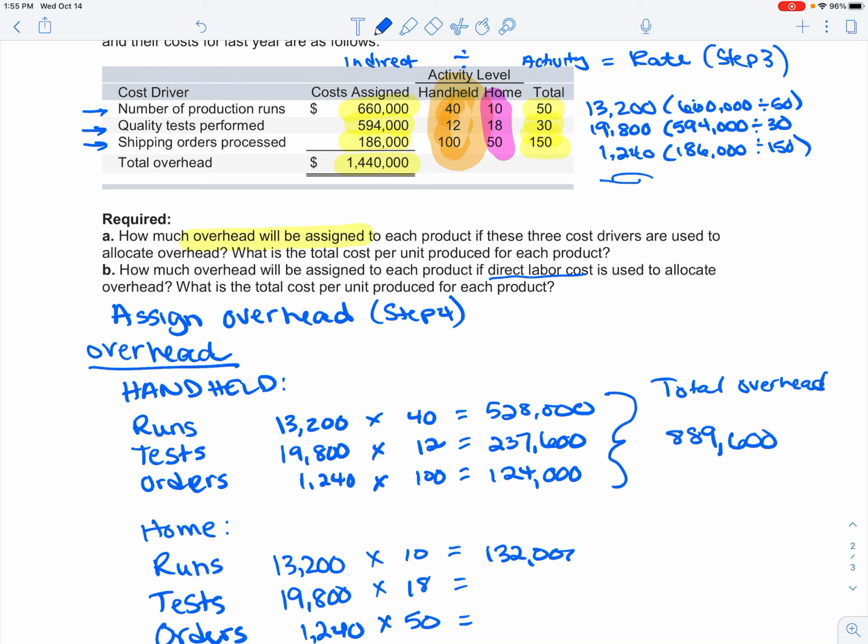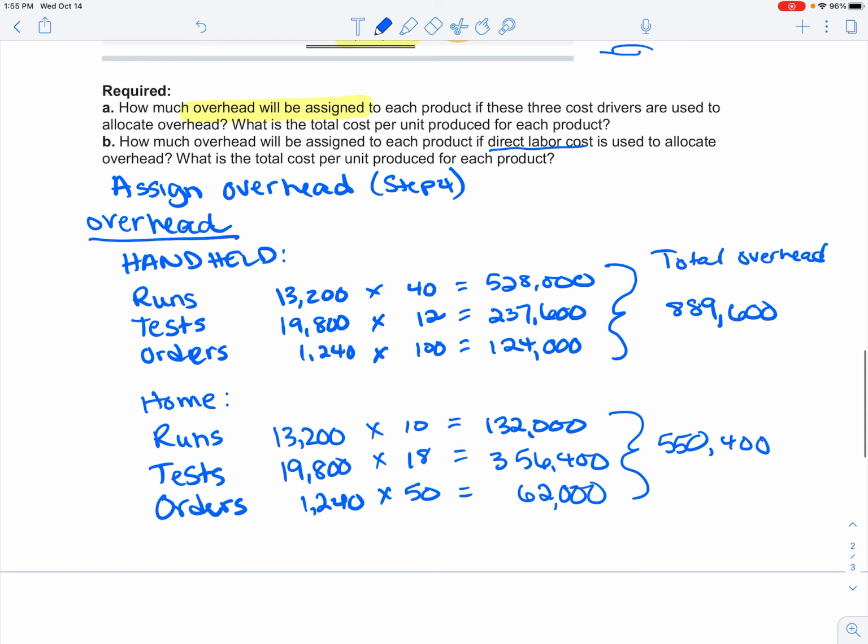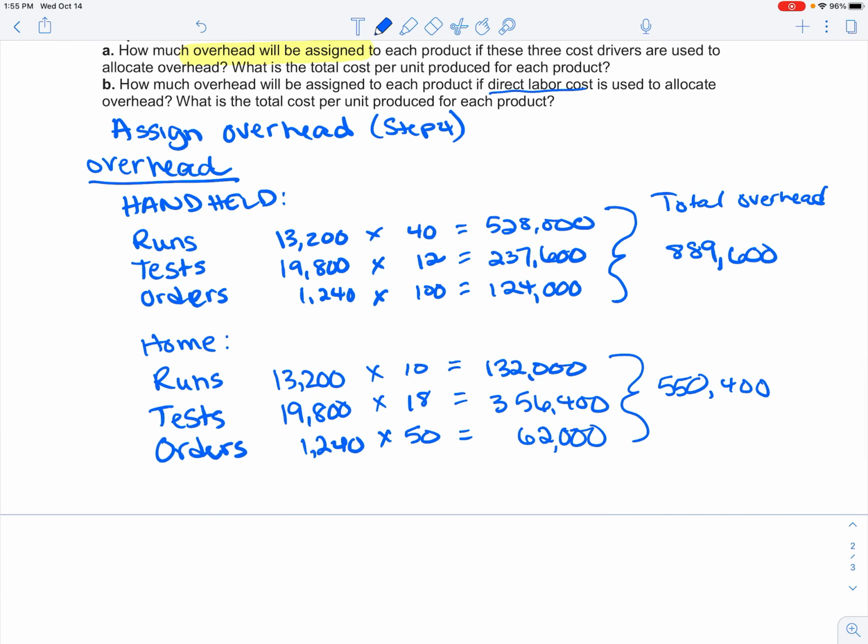132, 356, and 62,000. And if I add all of that together, it should come to 550,400. So now you've calculated the total overhead. But what they want in this problem is also the total cost per unit.